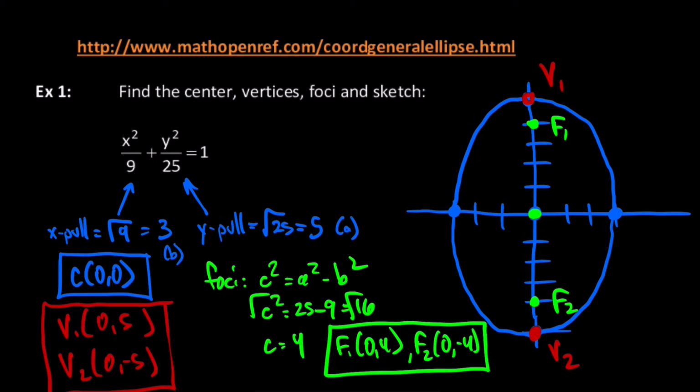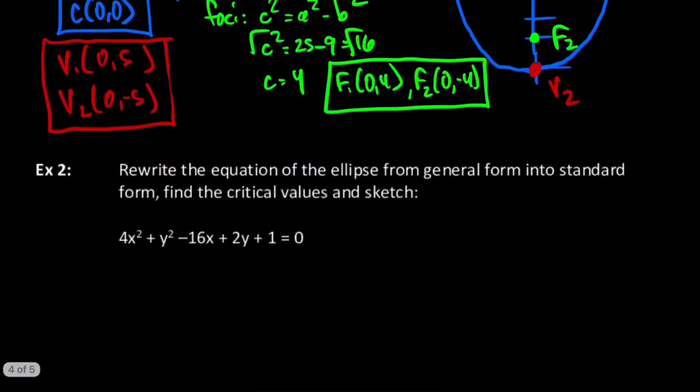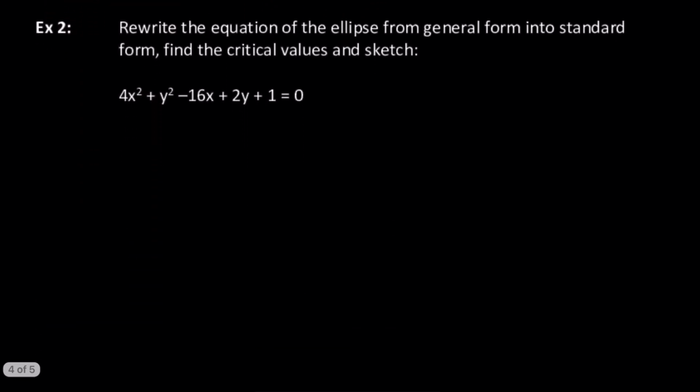All right, so I found the center, I found the vertices, I found the foci, and I made a sketch. All right, let's tackle one that's a little bit more challenging. I gave you the last one in standard form. This one I'm going to give you in general form, and this is where it gets very challenging. So like a circle, I need to do completing the square. So I'm going to group my x's, I'll group my y's, I'll get this number to the other side, I'll subtract 1. All right, so I've got 4x squared minus 16x plus y squared plus 2y equals -1.